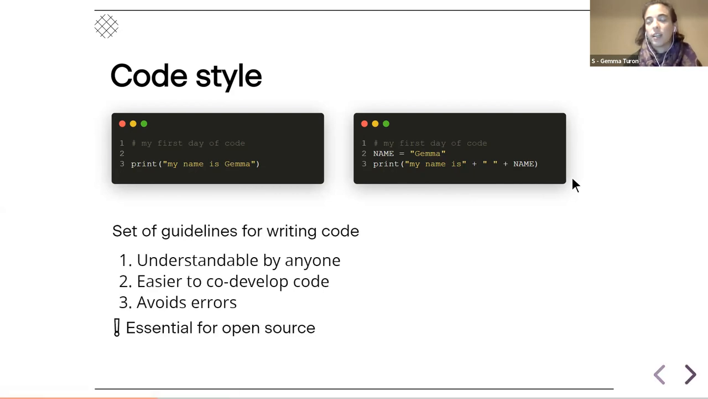So code style is a set of guides that help you write your code so it is understandable by anyone, that is easier to co-develop with other people, and it avoids errors, because if we all use the same style, it is much easier for me to review your code, for other people to review what I have done, to contribute new code in the exact same style. And I think this is essential for open source, where many different people will contribute code.